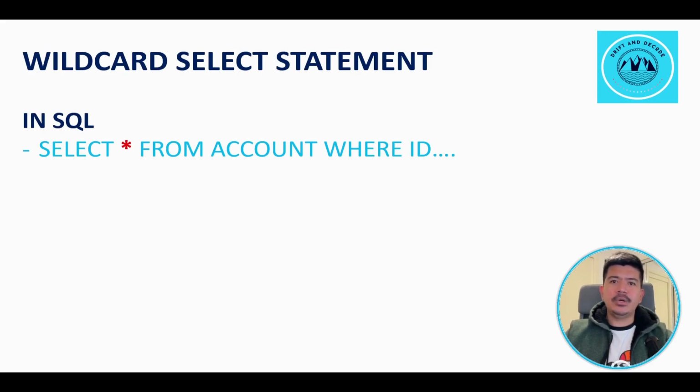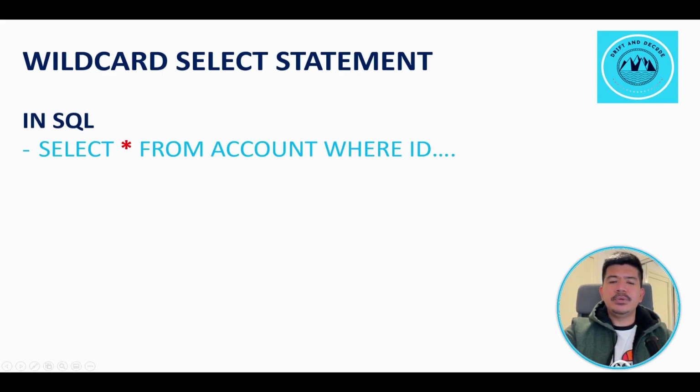So select is your opening statement. The asterisk represents the wildcard selection or wildcard search. From account is the object where you're going to be retrieving your information. And the where clause is your filter criteria. If you want to further narrow down your search results, you can use the where clause and other clauses to drill down and narrow down your results.